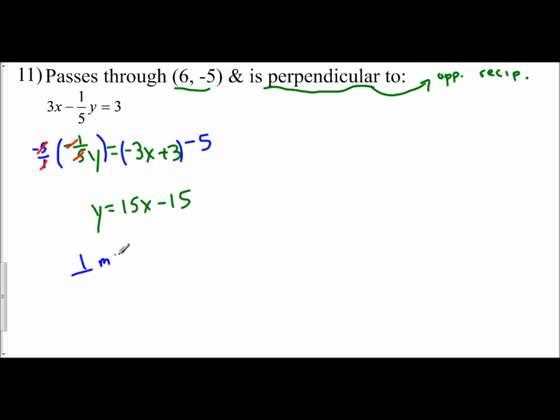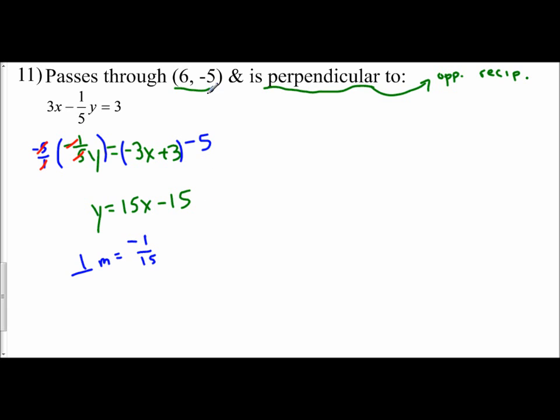So the slope is a positive 15, so opposite means I want the opposite sign, so this can be a negative. And then I flip it. 15 is really 15 over 1. So flip that, it's 1 over 15. So my perpendicular slope is -1/15.